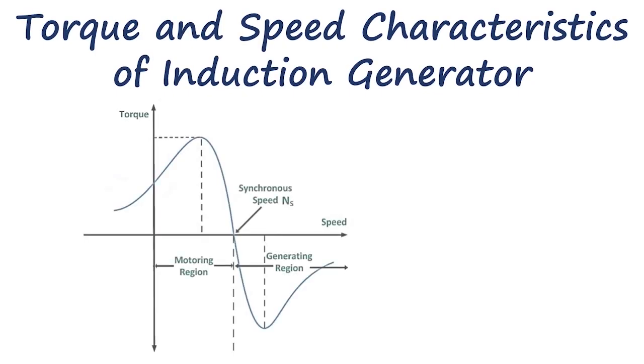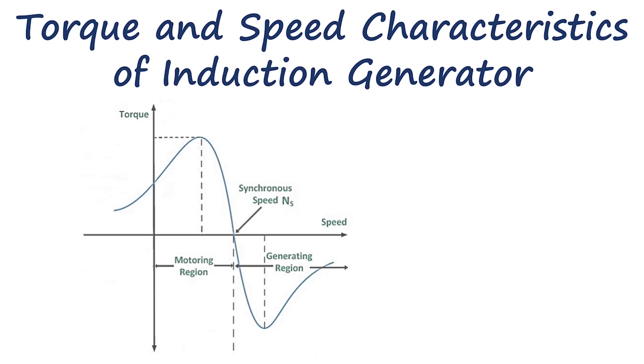This graph shows the torque and speed characteristics of an induction machine. As you heard before, the same machine can do both motoring and generating. According to this characteristic curve, it is essential for the rotor to rotate at a higher speed than the synchronous speed to produce electric power.